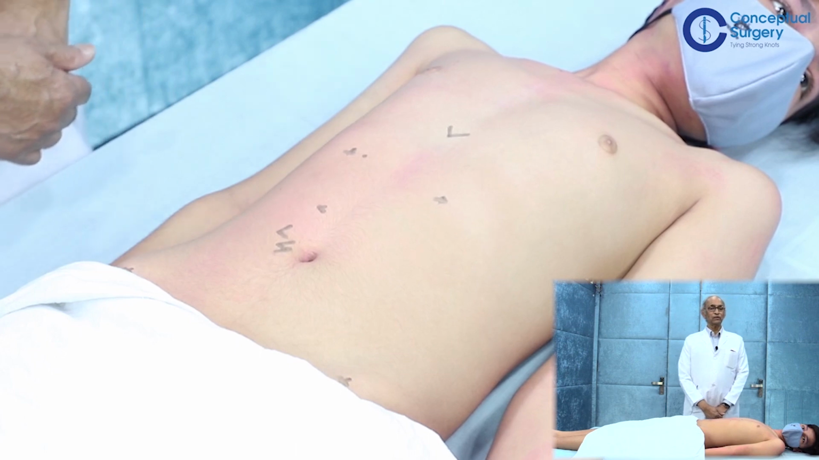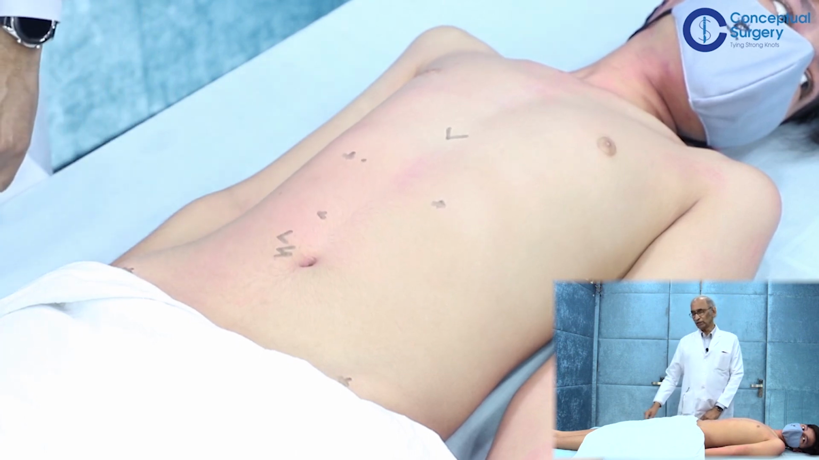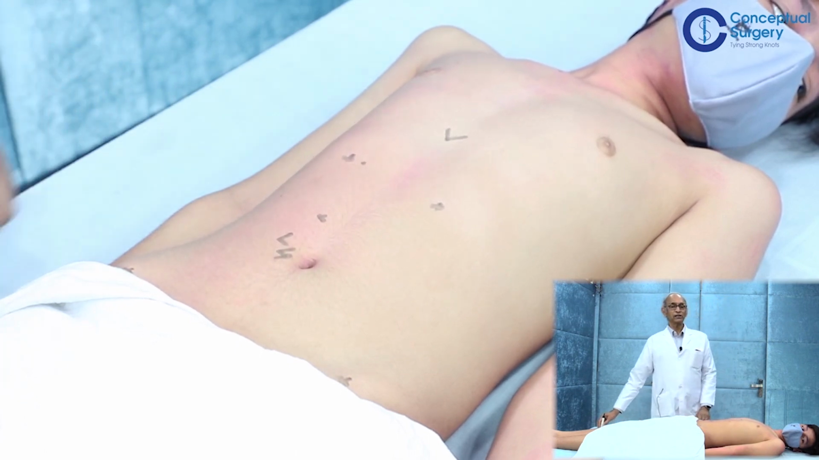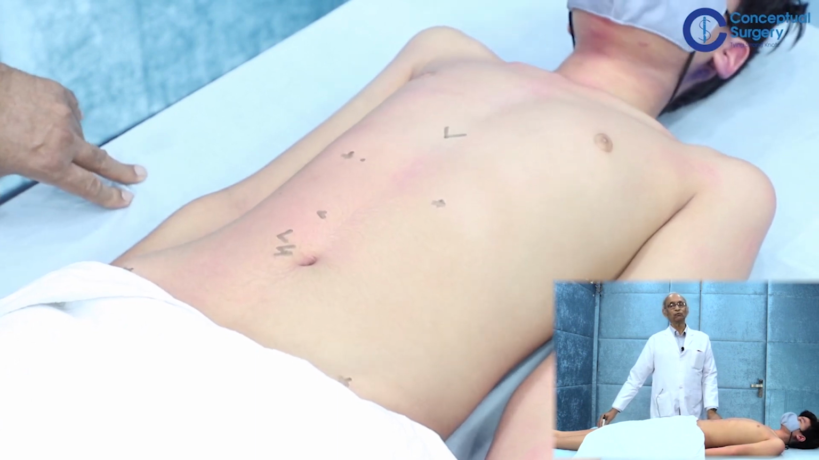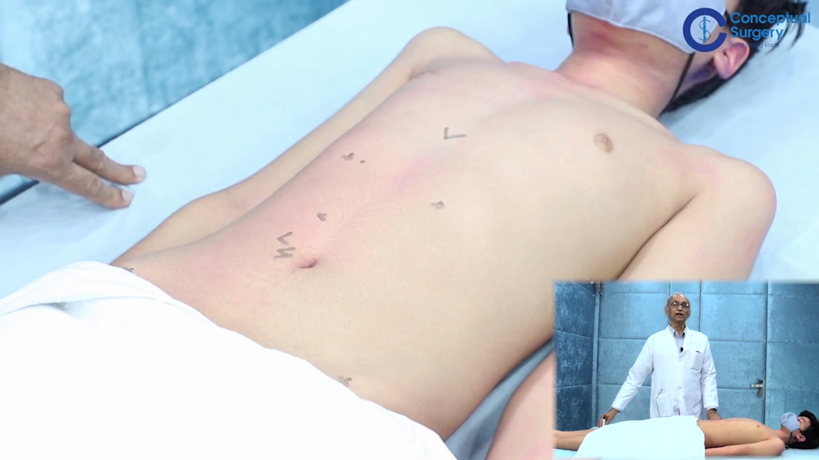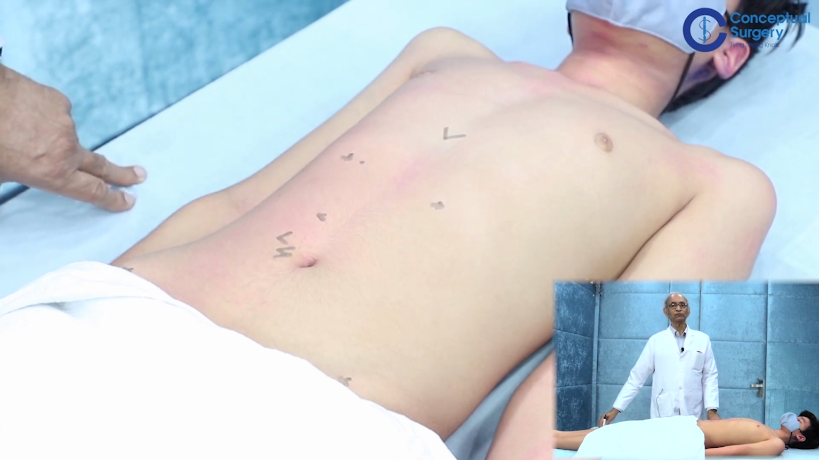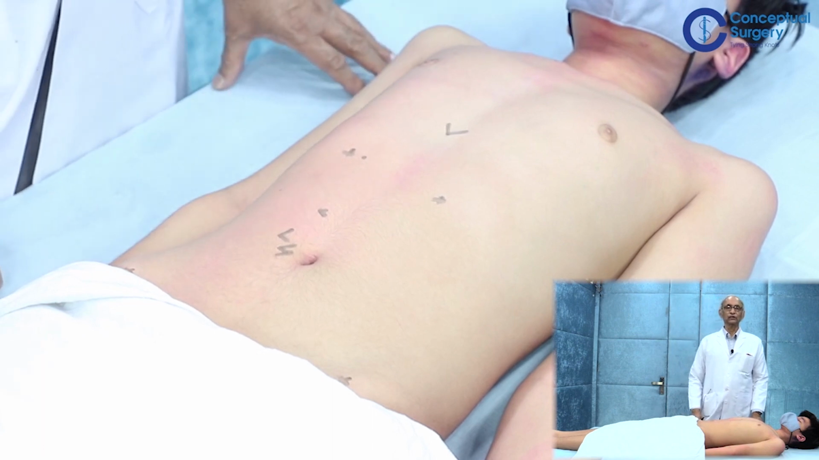Good morning. Now we'll be talking about examination of a urinary case. What are the various pointers which will give you an estimation of the diagnosis, and what are the various historical and physical examination points which will give you an idea of the diagnosis?